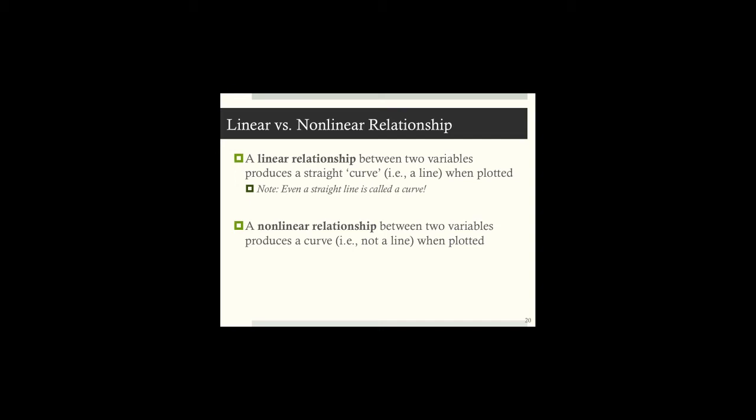A linear relationship between two variables produces a straight curve, in other words, a line when plotted. And note, even a straight line is called a curve. A nonlinear relationship between two variables produces a curve when plotted.